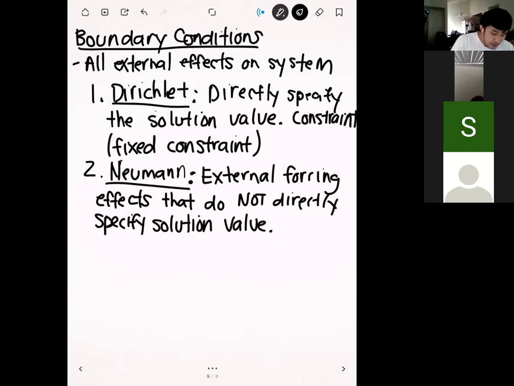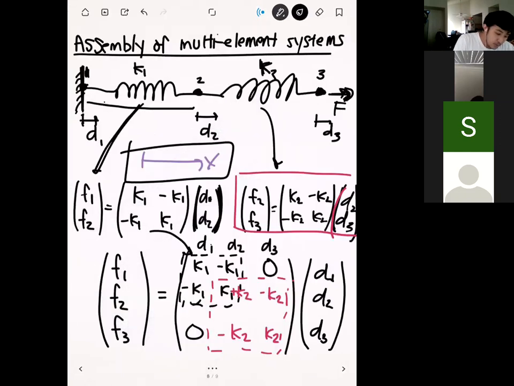So in this particular case, we have an external force. We're pulling with the force F. When you pull with the force F, that's an external effect that's going to affect our system, but it's not directly specifying the displacement. Just because we're pulling with the force F, we don't know, off the top of our heads, what d3 is going to be, because the behavior of d3 is going to depend on how the springs respond to that force. So our force here is an example of a Neumann boundary condition.